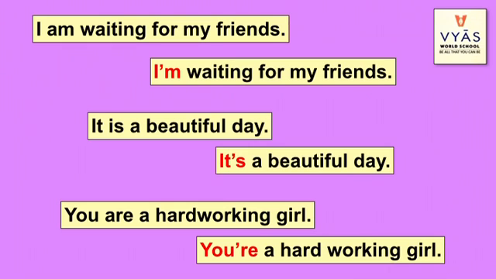Now children, let us see a few examples in the form of sentences where we have used the short forms. The first sentence is: I am waiting for my friends. In the second sentence, you can see the way the contraction, or the short form, is written for I am. It is written as I apostrophe M. So this is the way we write the short form for I am. So here it is written as I'm waiting for my friends. Okay.